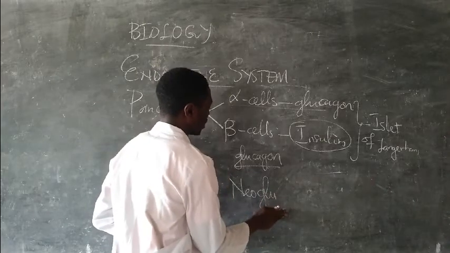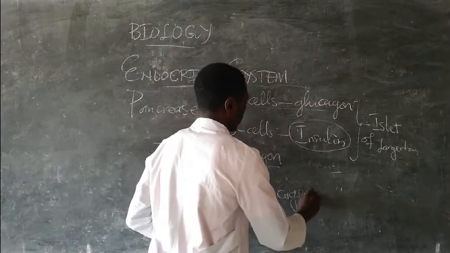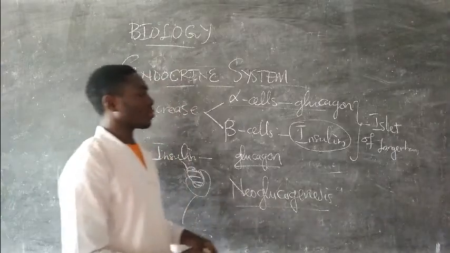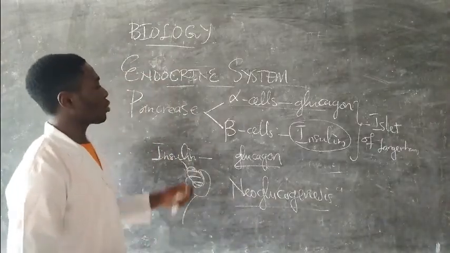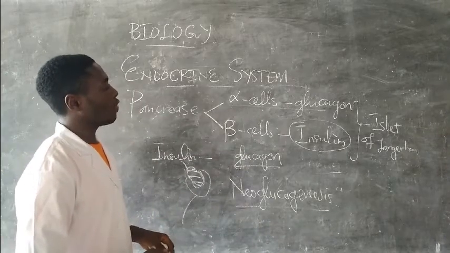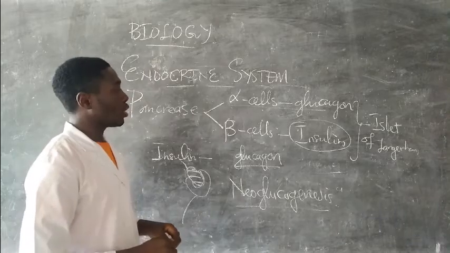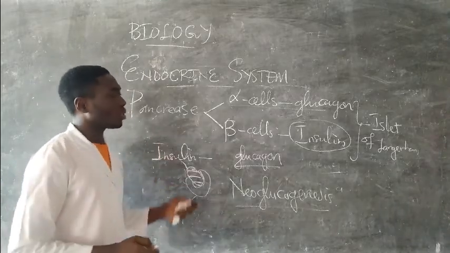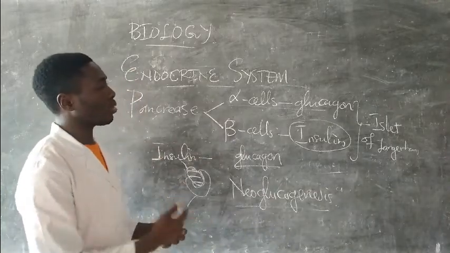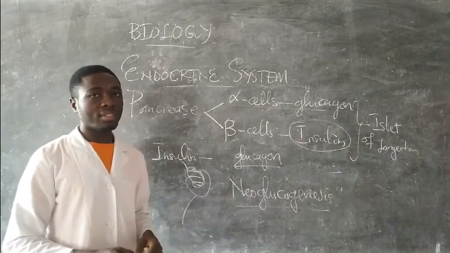Or you say gluconeogenesis or neoglucogenesis. Okay, neoglucogenesis. That is the function of the endocrine function, that is all about the summary of the endocrine function of the pancreas. So if you're being asked in the exam to give the regulation of blood sugar level, I've already given you, that's what I was explaining, and that is all about the pancreas under the endocrine system.